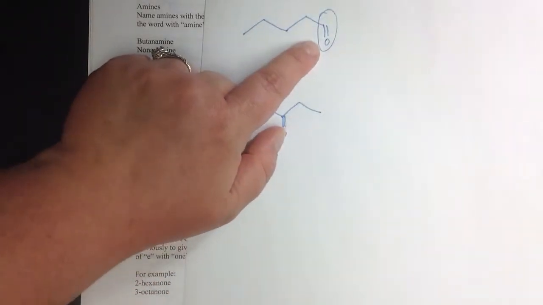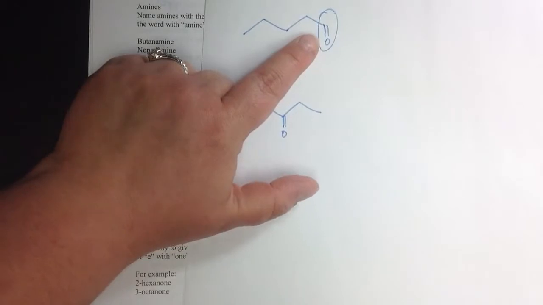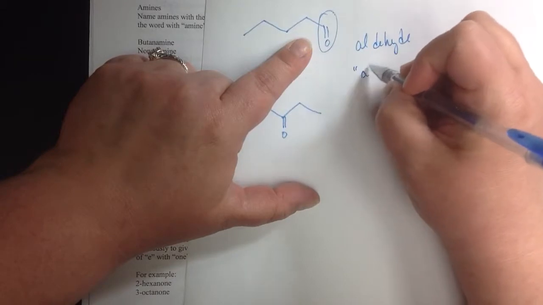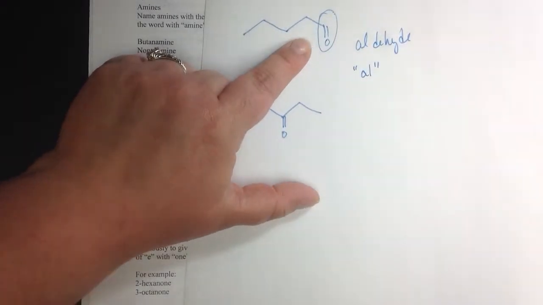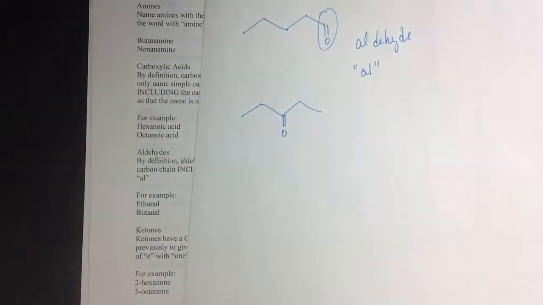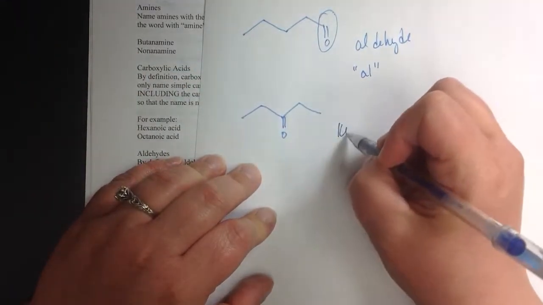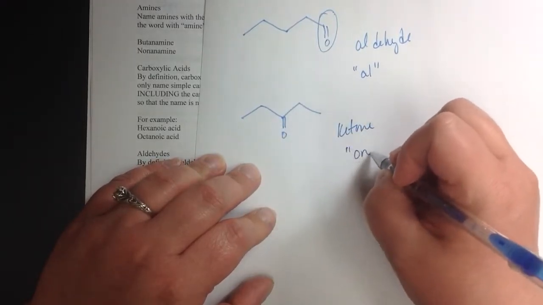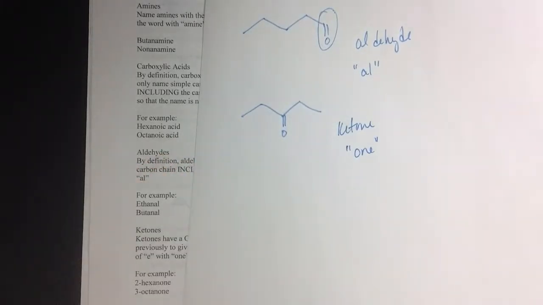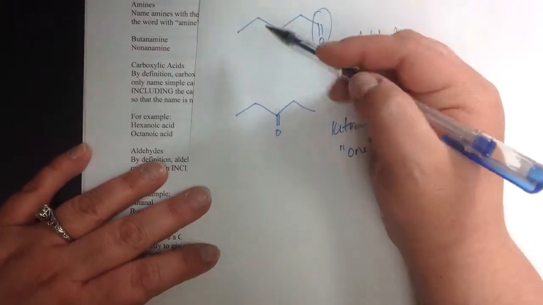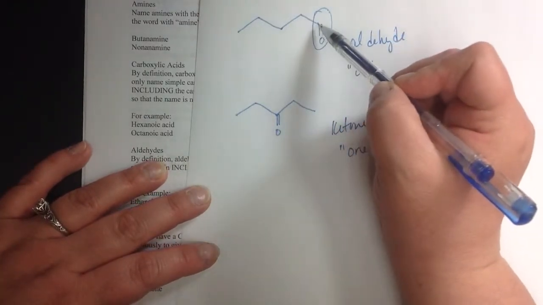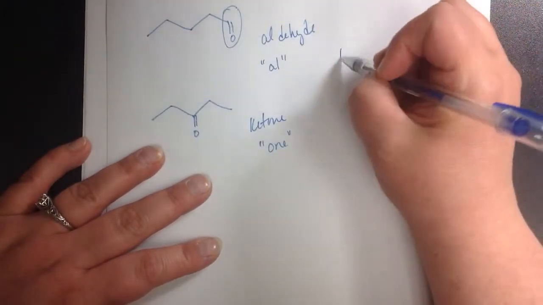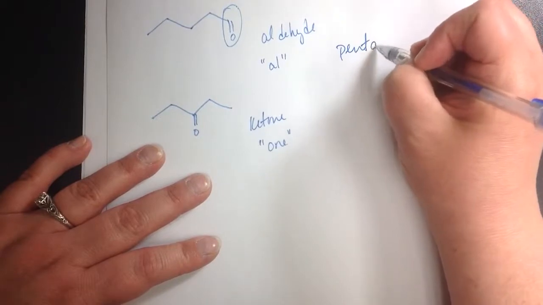When there's a C-double-O bond on the end, that is an aldehyde. And we end the word with Al, not to be confused with OL, which is very similar, right? And this is a ketone because the C-double-O bond's in the middle of the chain, and we end that with an ONE, or own, not one, own. So in this case, this would be specifically 1, 2, 3, 4, 5 carbons. We want to give this the lowest number possible. This would be pentanal.